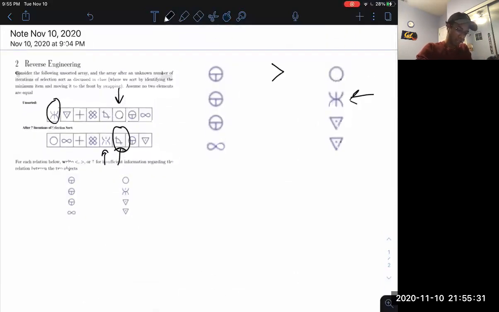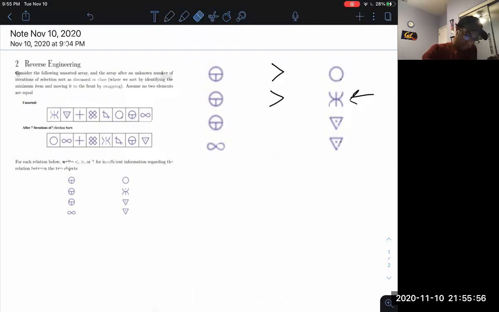And we can definitively say that the pizza is also greater than that symbol. Because the symbol has moved left, whereas the pizza hasn't moved at all. It's in the exact same spot. So either the pizza is still unsorted or it's been sorted and it's greater than this symbol. But in either of those cases, we can say that it's greater than.